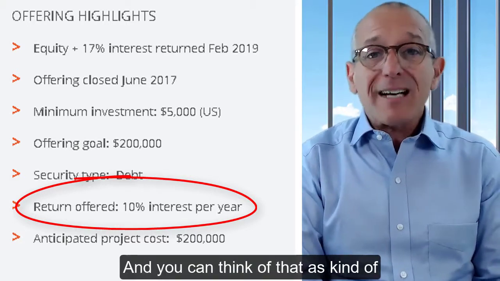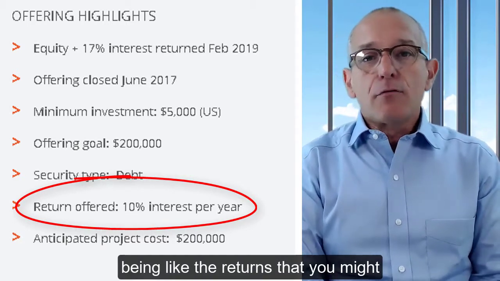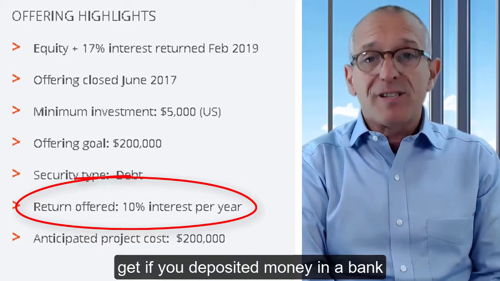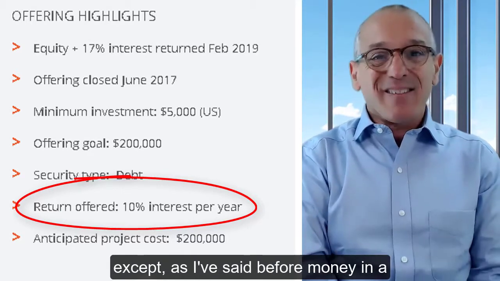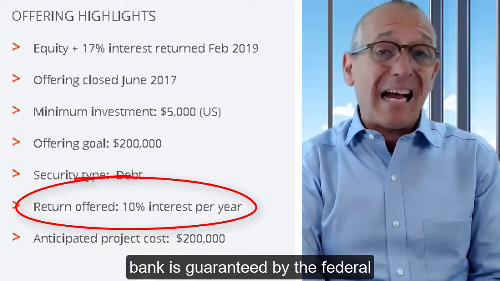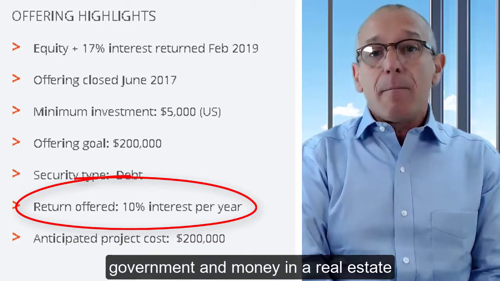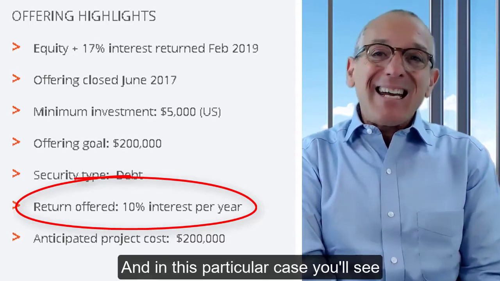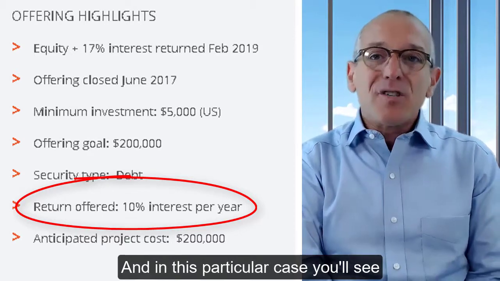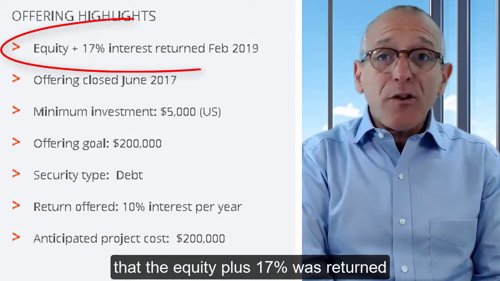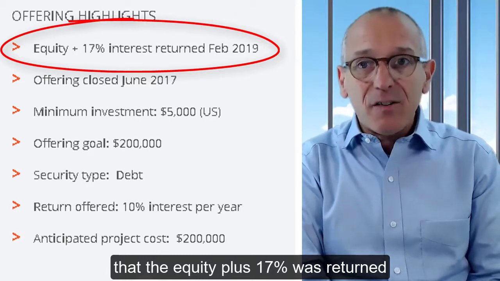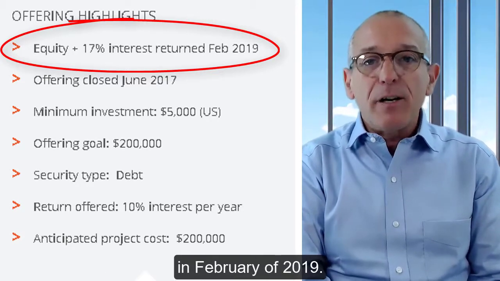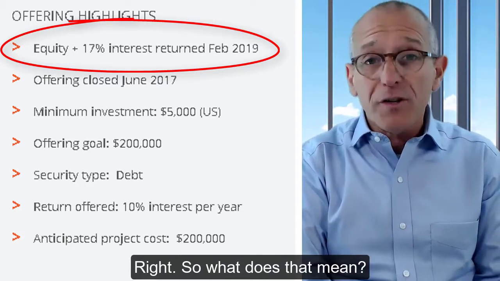And you can think of that as kind of being like the returns that you might get if you deposited money in a bank, except, as I've said before, money in a bank is guaranteed by the federal government, and money in real estate isn't. You could lose it. And in this particular case, you'll see that the equity plus 17% was returned in February of 2019. All right, so what does that mean?